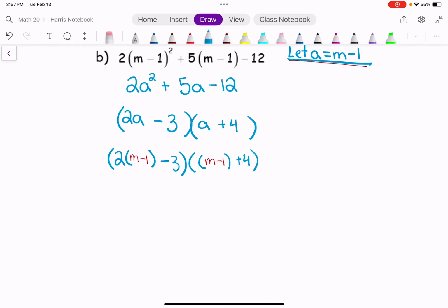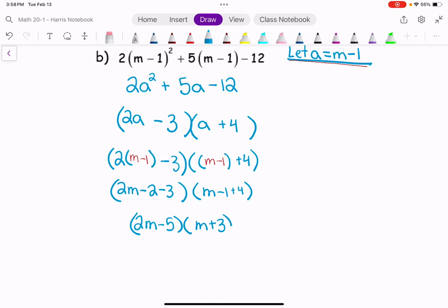Now I'm going to make sure that I have those pieces all out. In the bracket I have 2m minus 2 minus 3, and in this one I have m minus 1 plus 4. I look at all these pieces together. Here I get 2m minus 5. In this bracket I get m plus 3. And this is my factored form.